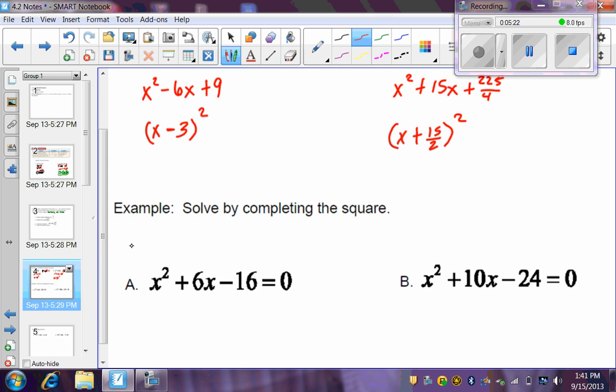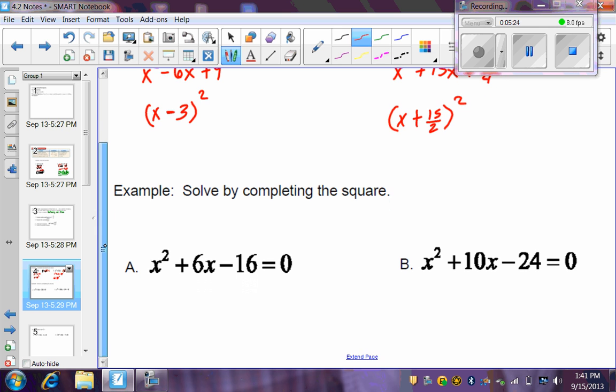Solve by completing the square. Okay, so we're going to follow kind of the same steps that we just did. However, if you notice, now you have a c term that's also attached here. My suggestion is to go ahead and move the constant to the other side so that we now have x squared plus 6x equals 16.